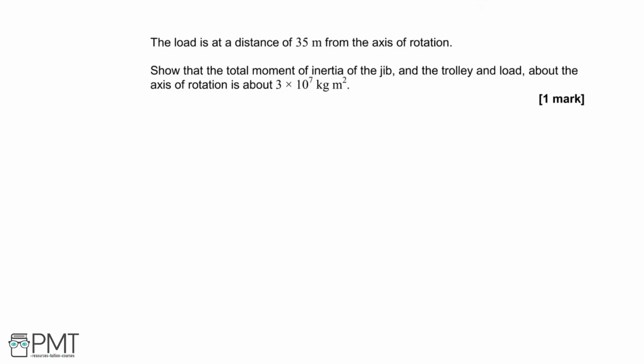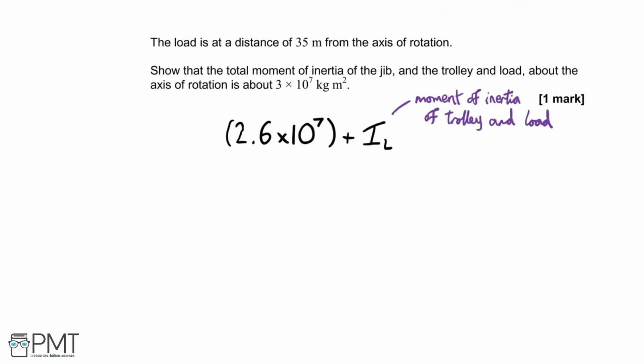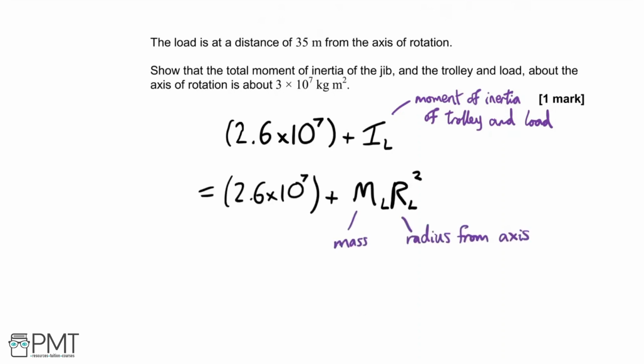Now there are a combination of moments of inertia here. The first thing we need to do is add the moment of inertia of the jib. Now I put IL as the moment of inertia of the trolley and load. And the way that we calculate the moment of inertia of what can be considered as a point mass rotating around an axis of rotation is going to be mr squared, where m is the mass and r is the radius from the axis of rotation. So we know that the radius is going to be 35 meters and the mass is going to be 2.2 times 10 to the 3 kilograms because those are given in the question. So we just need to substitute those values and make the calculation.